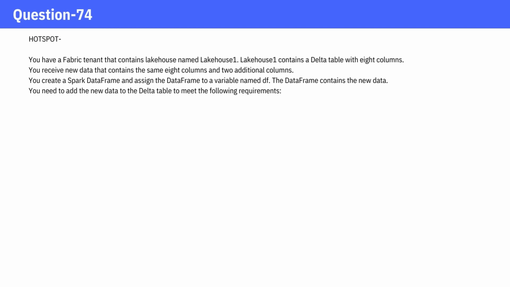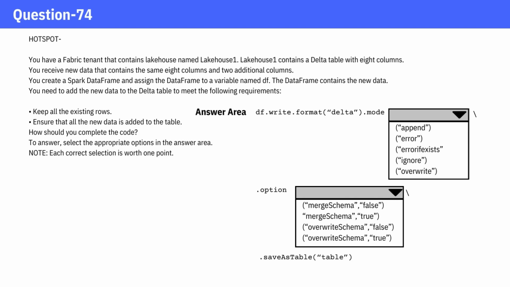Question 74. You have a Fabric tenant that contains a Lakehouse named Lakehouse 1. Lakehouse 1 contains a delta table with 8 columns. You receive new data that contains the same 8 columns and 2 additional columns. You create a Spark data frame and assign the data frame to a variable named df. The data frame contains the new data. You need to add the new data to the delta table to meet the following requirements. Keep all the existing rows. Ensure that all the new data is added to the table. How should you complete the code? To answer, select the appropriate options in the answer area. Pause the video and give it a think and check the answer.